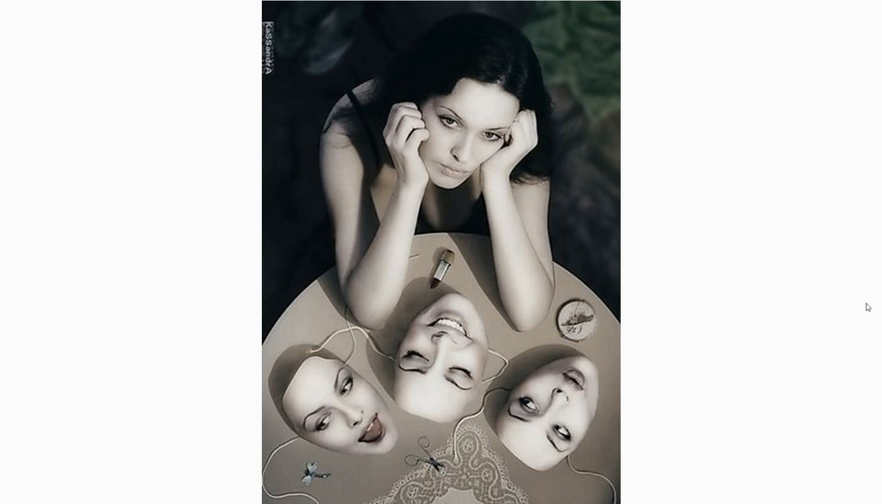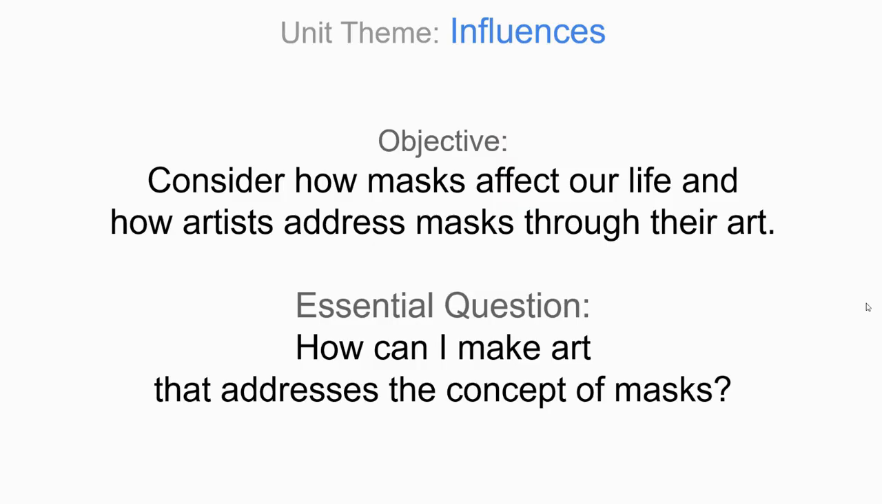So which mask are you going to talk about? Which mask are you going to wear today? How are you going to express your art through masks? Consider how masks affect our life and how artists address masks through their art. And how can you make art that addresses the concept of the mask?